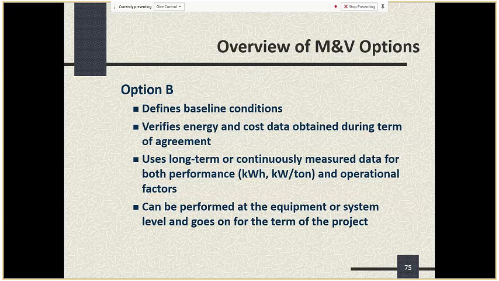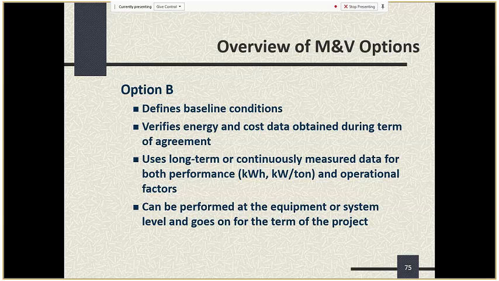So in option B, you're looking at verifying energy and cost data obtained over the term of the agreement, and you're doing some form of long-term monitoring. Whether you're continuously measuring or periodically measuring, you're tracking certain operational factors. It could be kWh, it could be kW per ton, it could be the fan speed, which is more probable in this case, or the hertz that controls the fan speed, which is even more probable in this case.